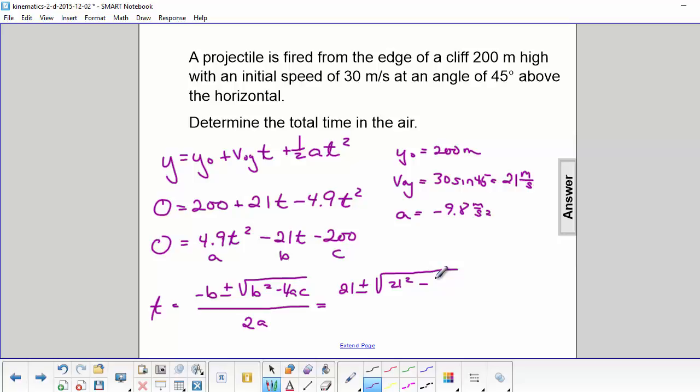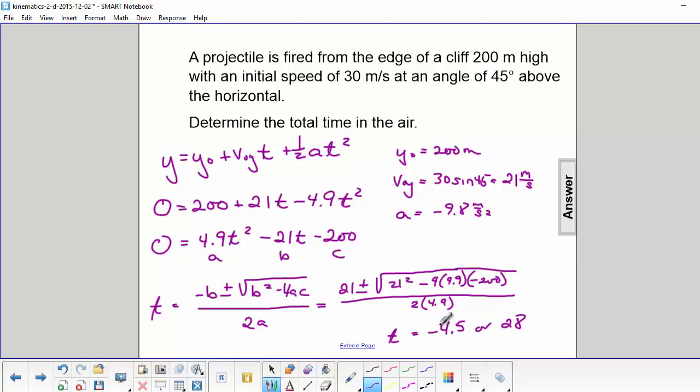minus 4 times 4.9 times negative 200. And that is all over 2 times 4.9. So with the quadratic formula, you get two answers, right? Depending on if you use a negative or a positive right here. So the two answers you would get, one, you would get negative 4.5, and then you also get 28.